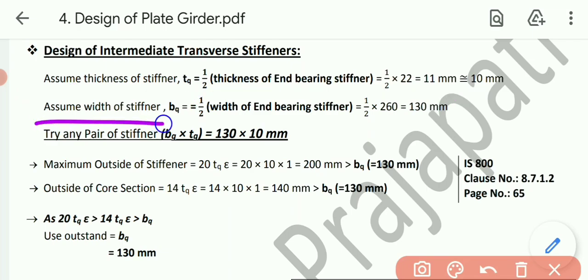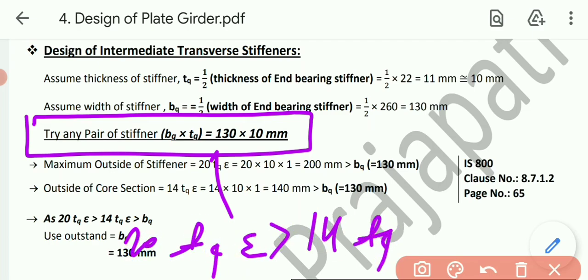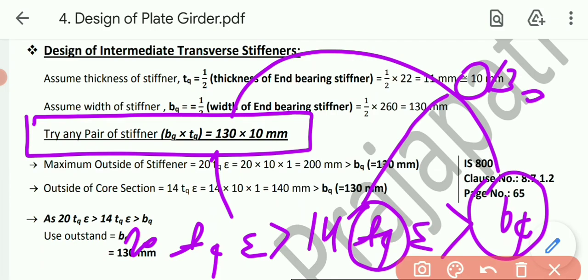Then same case with the width, half the width of the end bearing stiffener. We have taken 260, divided by 2, so that's 130 mm. That's okay. So now I can try a pair of stiffeners of 130 by 10 mm. So this is exactly half of the end bearing stiffener. Meanwhile, before deciding this one, let's cross check that 20 t epsilon is greater than 14 t epsilon, which is greater than the width of the stiffener assumed by us, that is 130. Here 20 into t stands for the thickness of the stiffener, that is 10 mm.